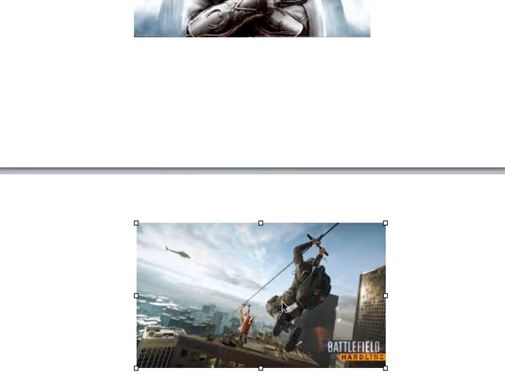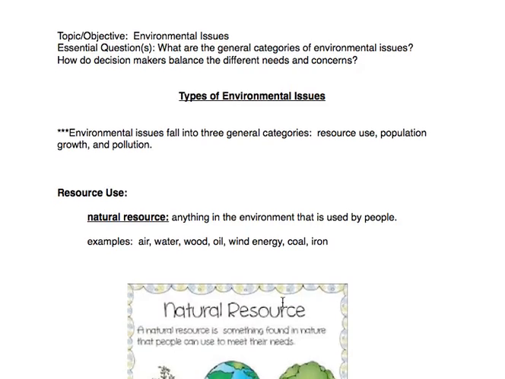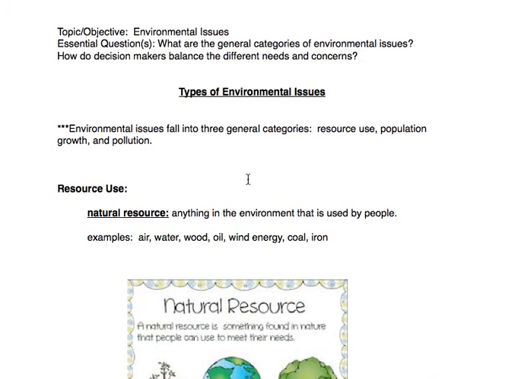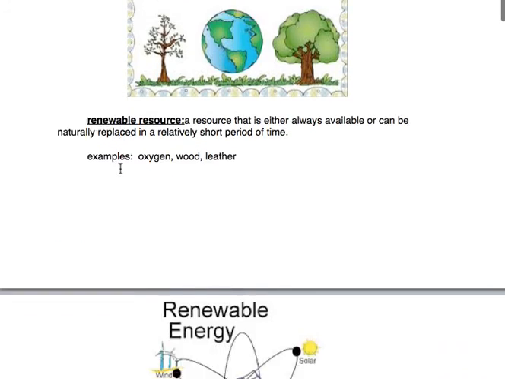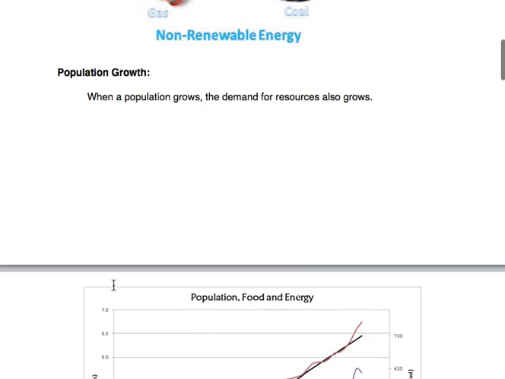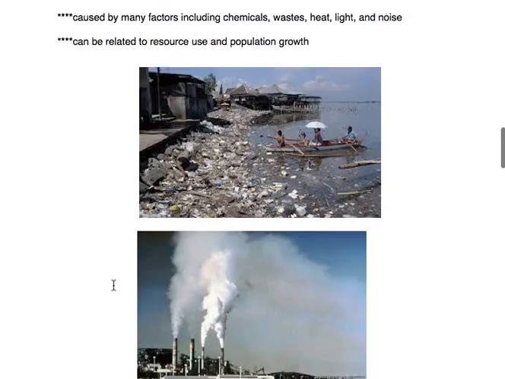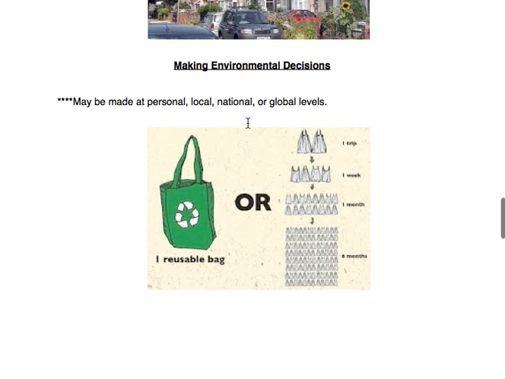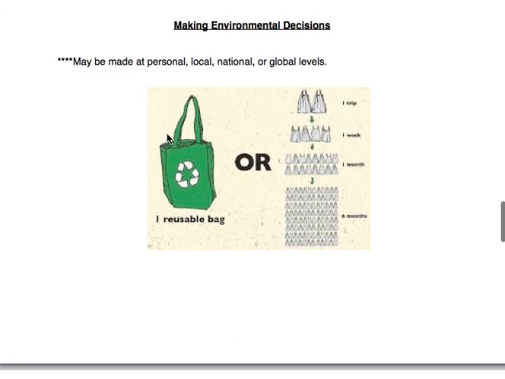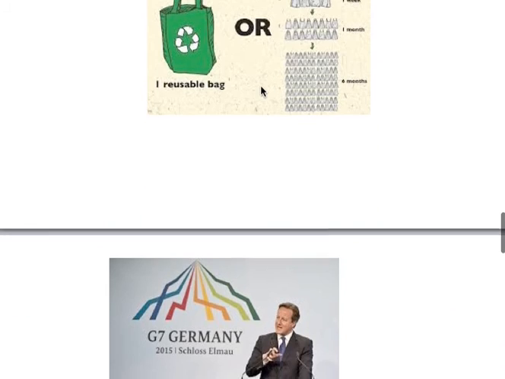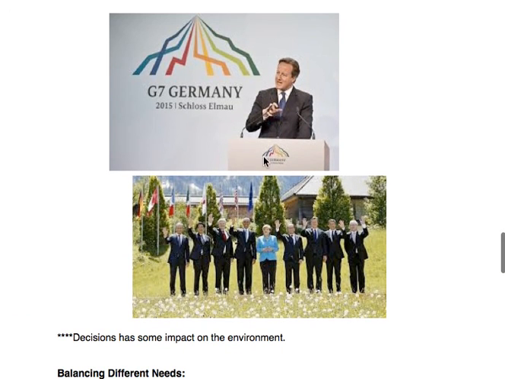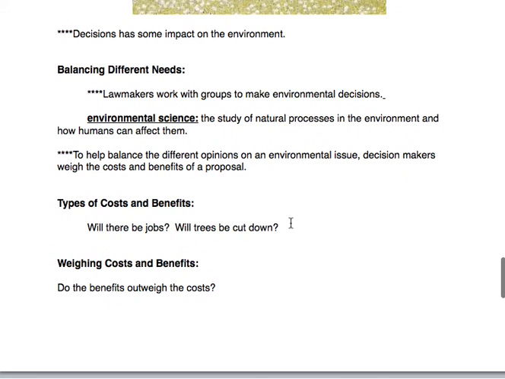So those are our notes for today. Just as a recap, we started with talking about the types of environmental issues. We talked about resource use, population growth, and pollution. And then we went into talking about environmental decisions that are made at personal levels, local levels, national levels, and global levels. And we talked a little bit about what the global level might look like. And then we discussed balancing the different needs, knowing that when you're making an environmental decision, it's not just black and white. There are a lot of different factors that need to be included.